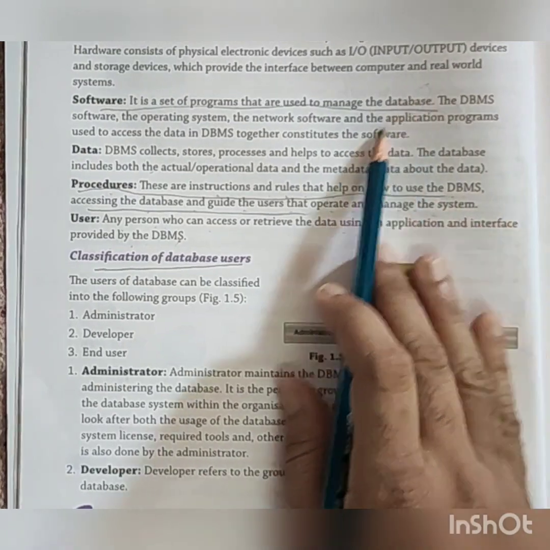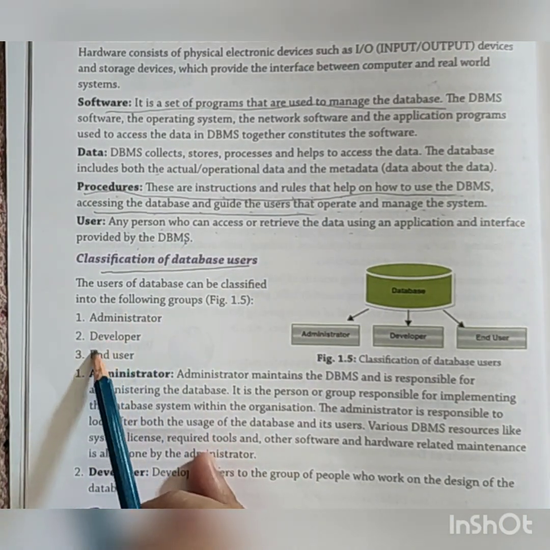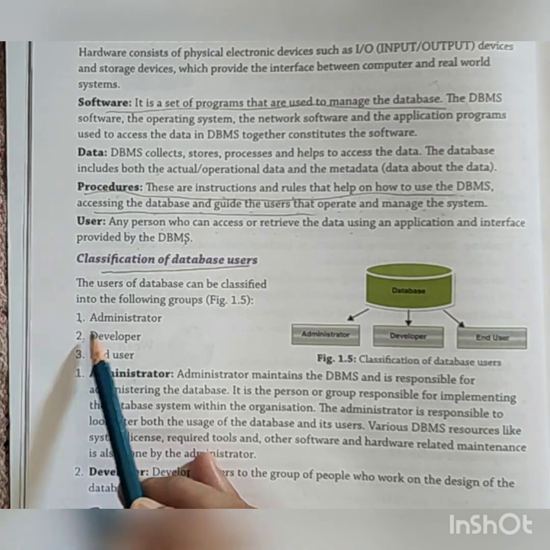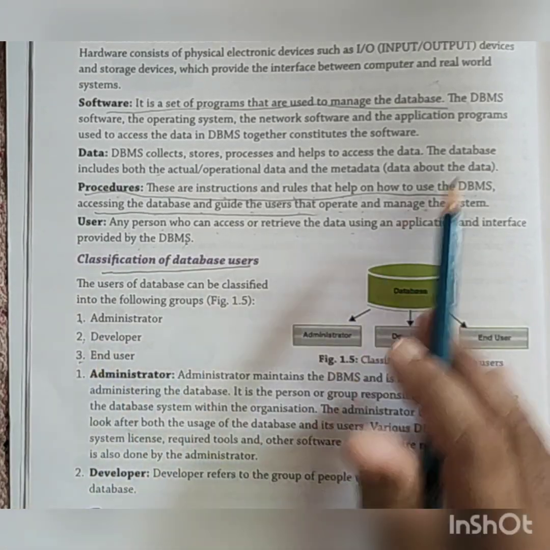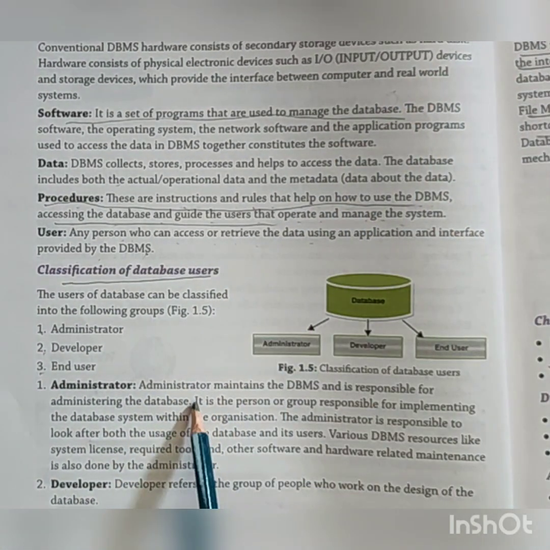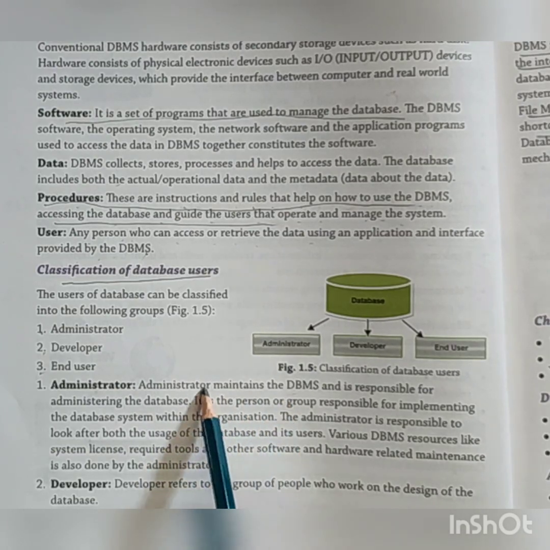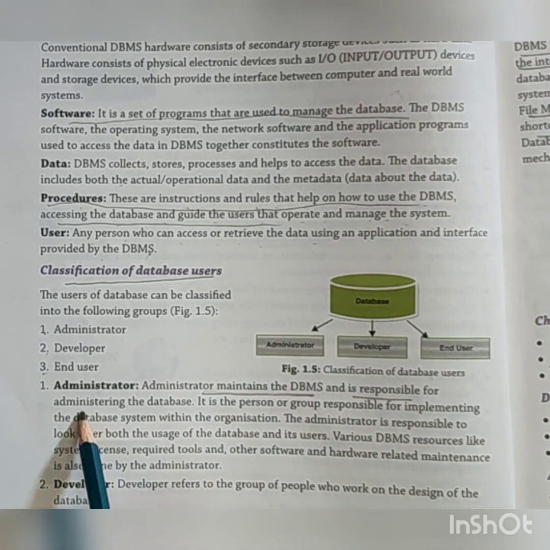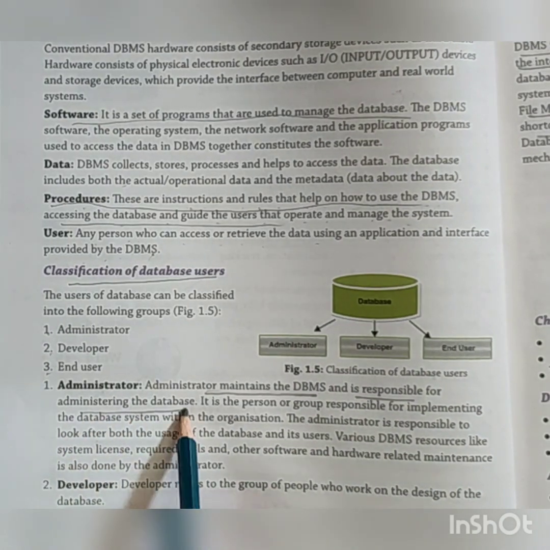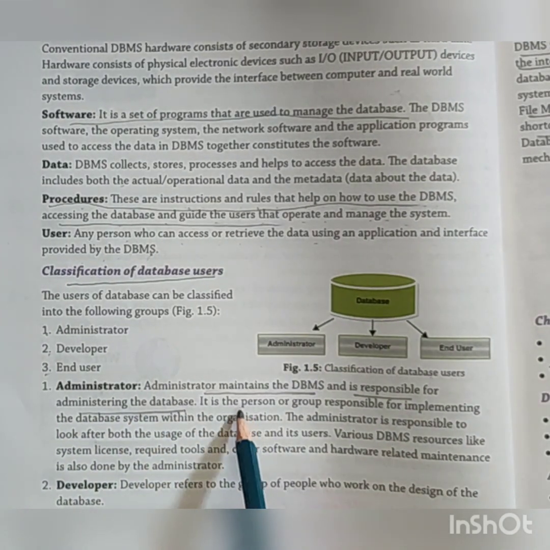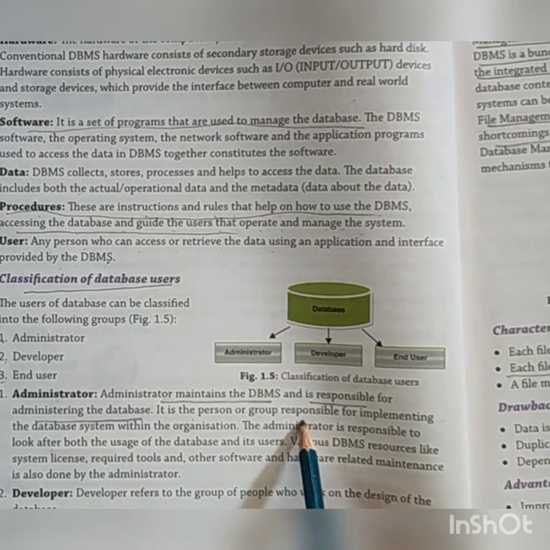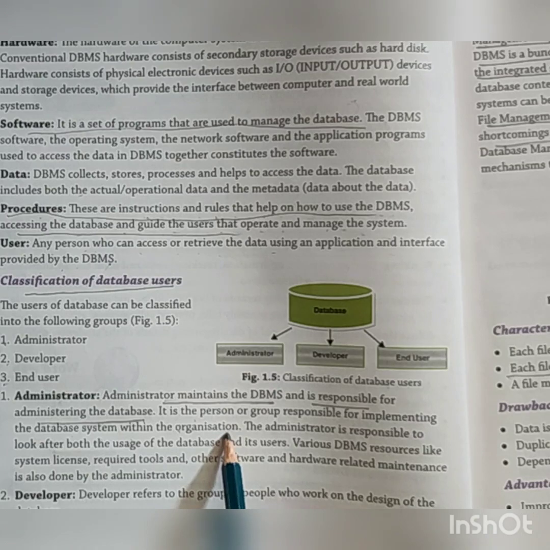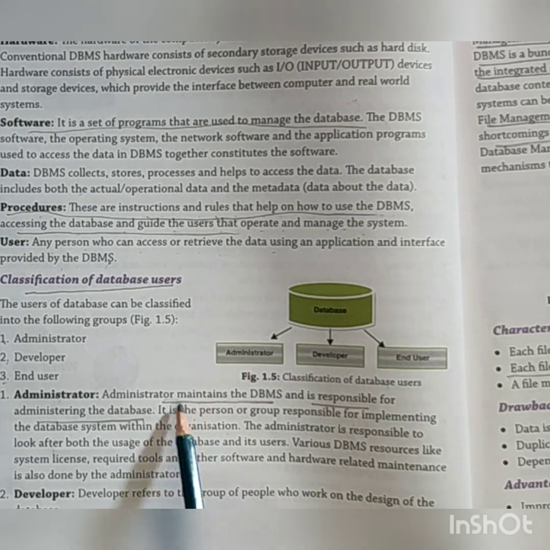Now there is a classification of database users. One is administrator, another is developer, and the third one is end user. Administrator means the admin who maintains the DBMS and is responsible for administrating the DBMS. It is the person or group responsible for implementing the database system within the organization. So they are the maintainer, they are the admin.